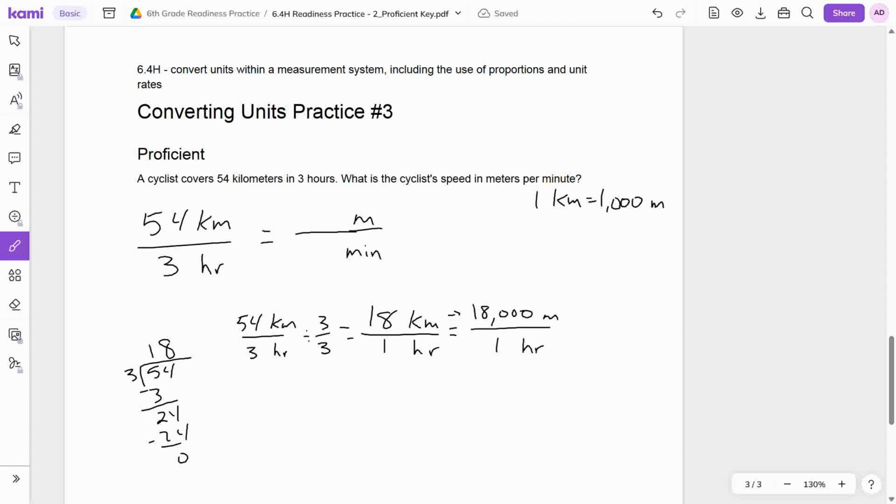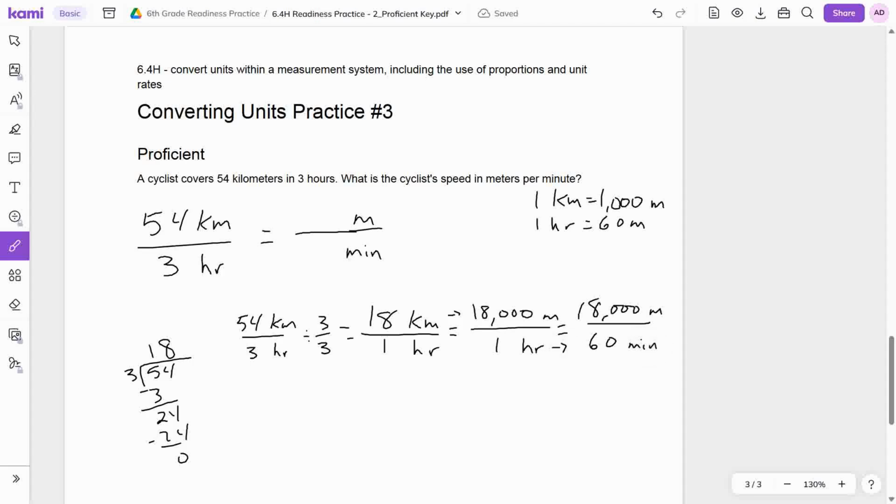Now, let's look at my hours. My hours, and I knew this was coming, that's why I did the numerator first. 1 hour equals 60 minutes. And so that's going to equal 18,000 meters over 60 minutes. I just changed my 1 hour into 60 minutes.